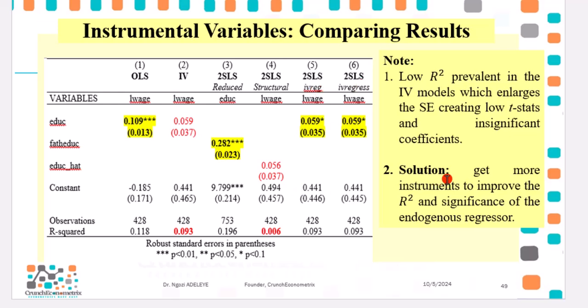Finally, what would be the solution to correct endogeneity if you have not so significant results? Well, I will propose that you get more instruments that will improve the R squared such that the significance of the coefficients can be better. So get more instruments. So instead of using just father educ as I use in this tutorial, I may decide to use mother educ, number of siblings, just to strengthen the results.